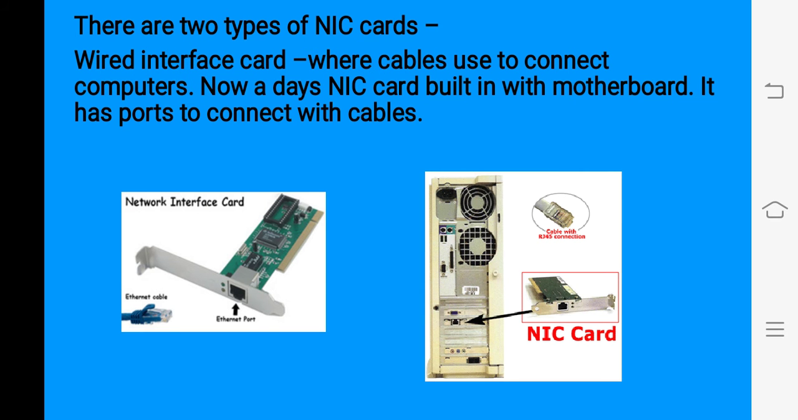Children, there are two types of network interface card used: wired and wireless. In a wired interface card, cables are used to connect the computer with the network. Nowadays, built-in network interface cards come with the motherboard, and it has a port to connect with a cable. And through the cable, we connect our computer with the network.